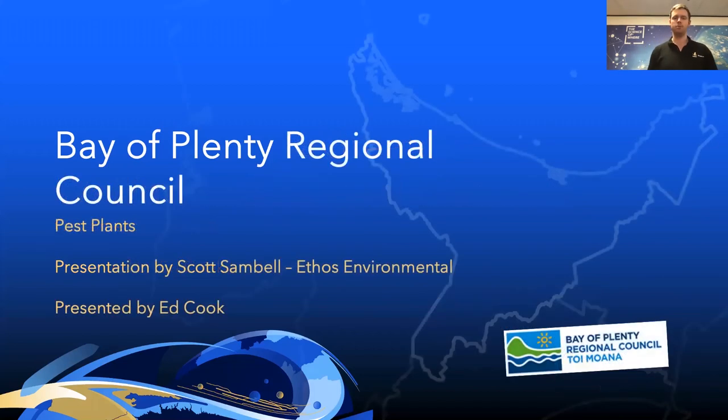So we'll start first with the Bay of Plenty Regional Council. Ethos Environmental and the Bay of Plenty Regional Council are collaborating to create a system to record, analyze and report invasive pest plant data across the entire region. For those who know the Bay of Plenty, you'll know that this is a pretty daunting task with some of the terrain in there. The system covers over 100 species, 250,000 landowners, and 1 million hectares.